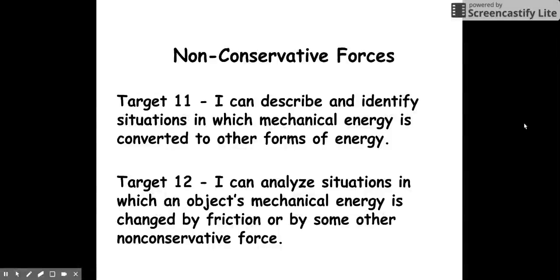Hi, everybody. This is a lesson on non-conservative forces. This lesson addresses targets 11 and 12, which have to do with converting mechanical energy into other forms of energy and looking at the effects of friction when friction does work on objects.